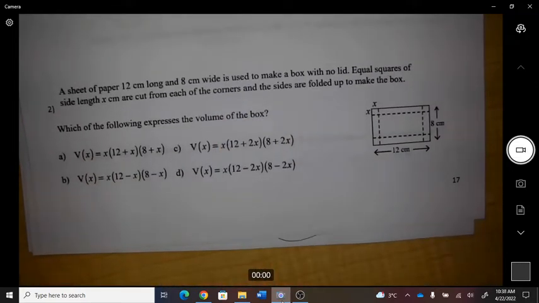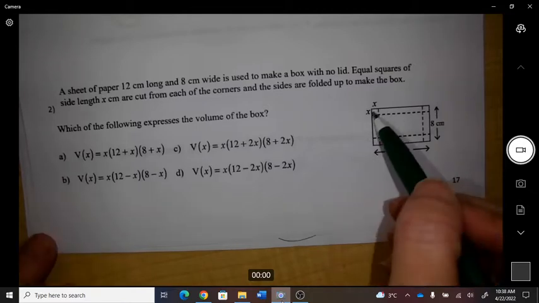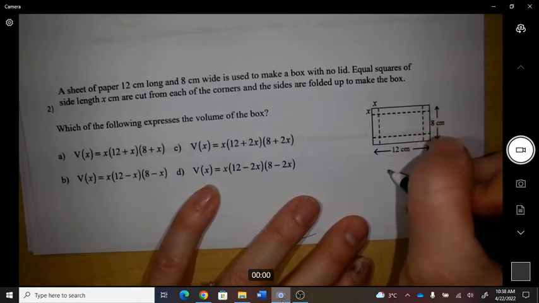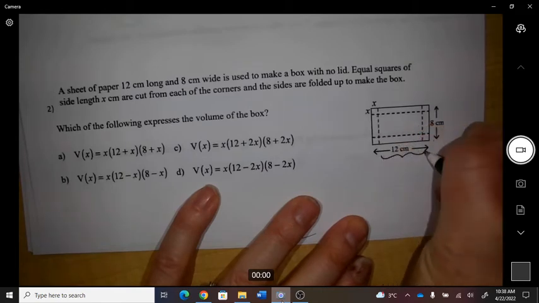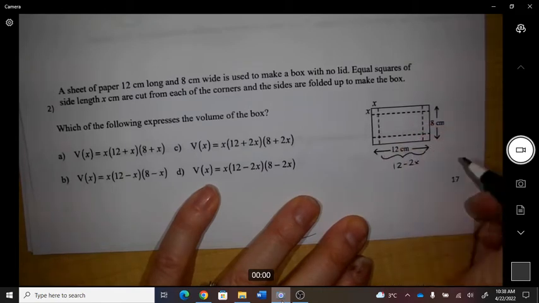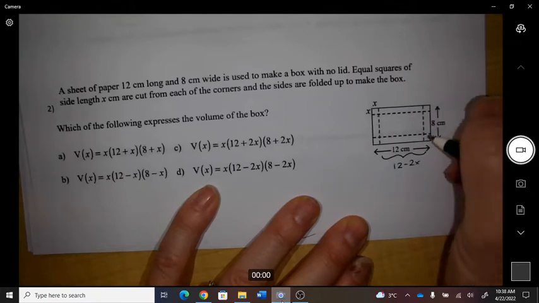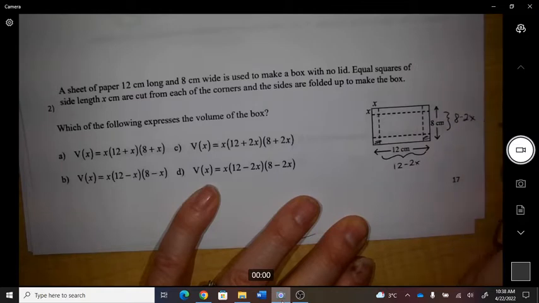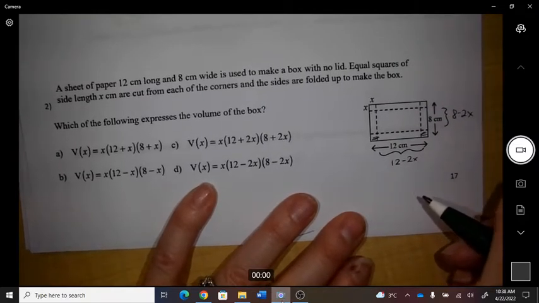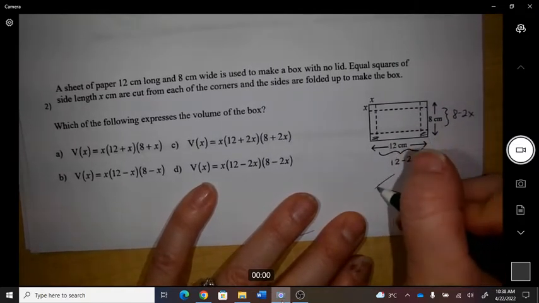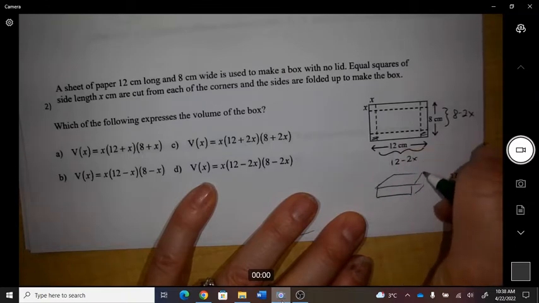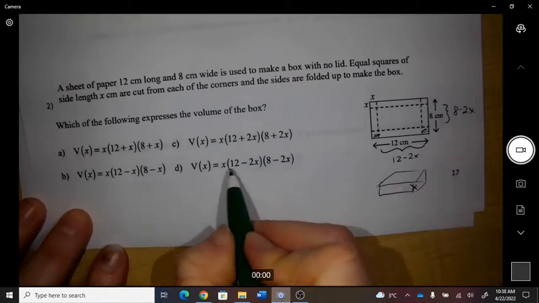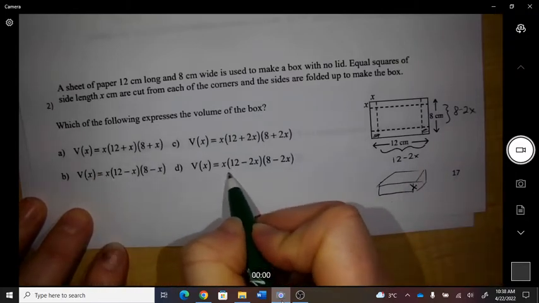You are going to make a rectangular box by cutting the corners off and flipping the sides up. So the new length of that is going to be 12 minus 2x, because you're going to cut that off. Same with this, 8 minus 2x. And then when you fold it up, the height of the box will be x. So we need to do option D.